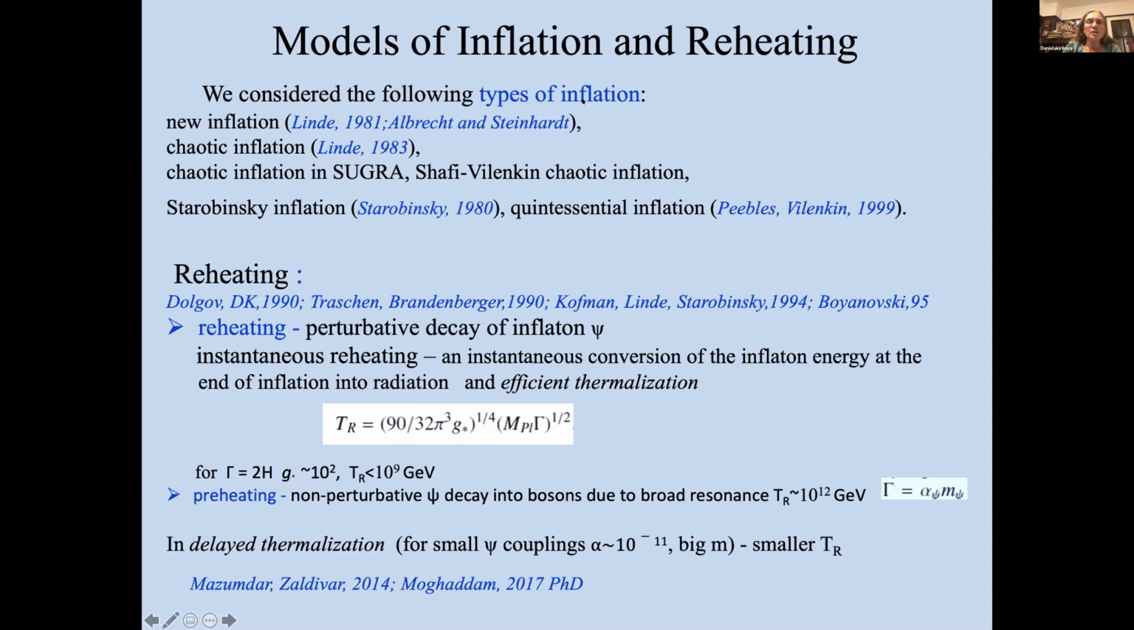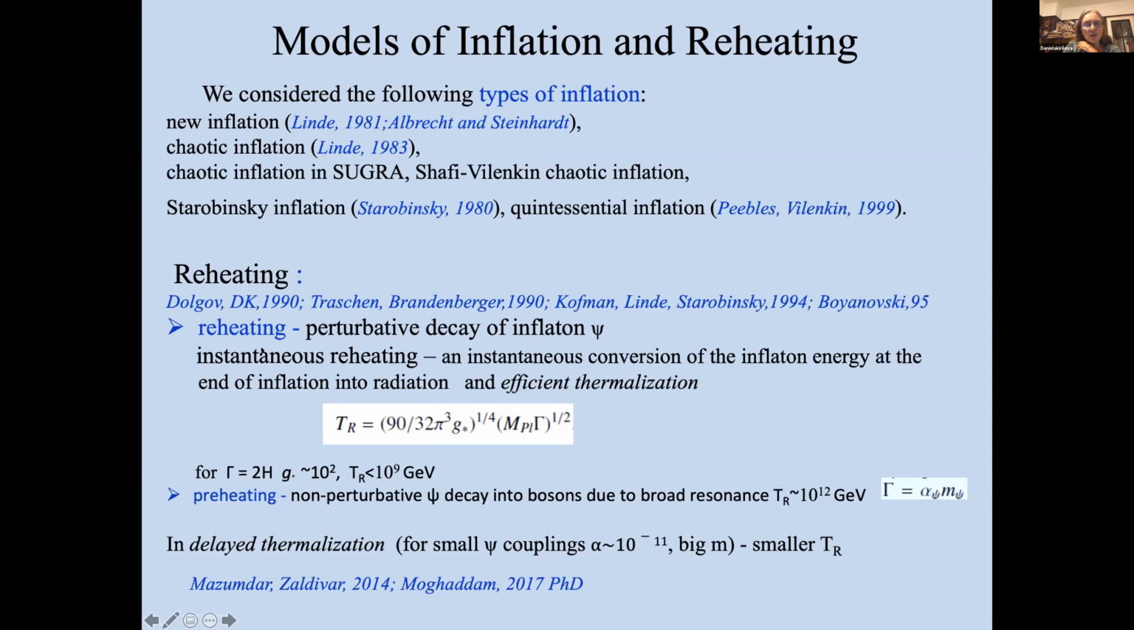The models of inflation which we used were the new inflation, chaotic inflation in supergravity, Shafi-Vilenkin chaotic inflation, Starobinsky inflation model, and quintessential inflation. Of course, modern versions, not the ones which I have pointed here, of the original papers where they were first considered. For the reheating process, I would like to say several words.